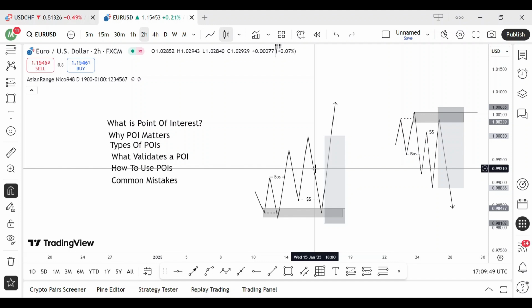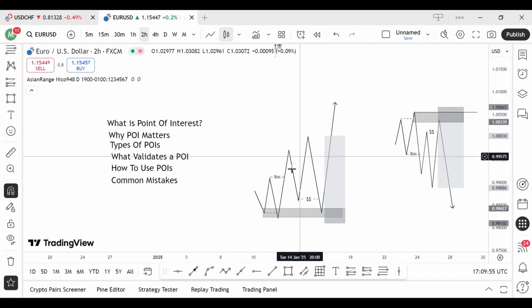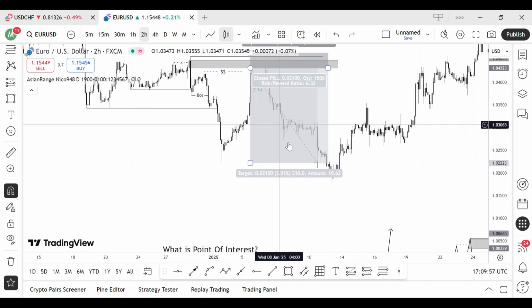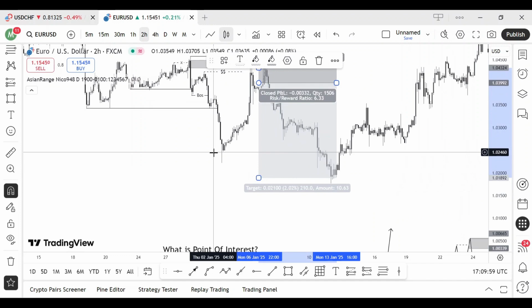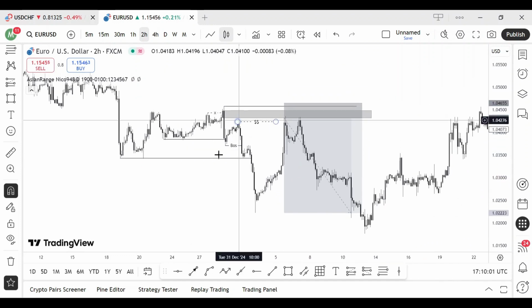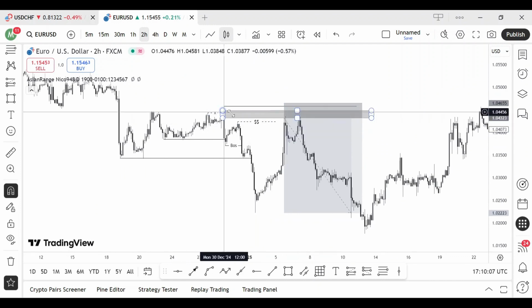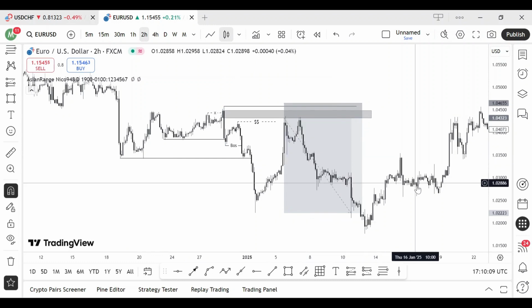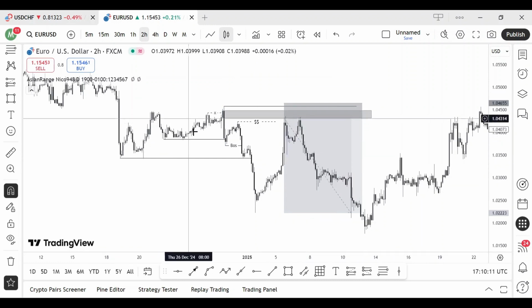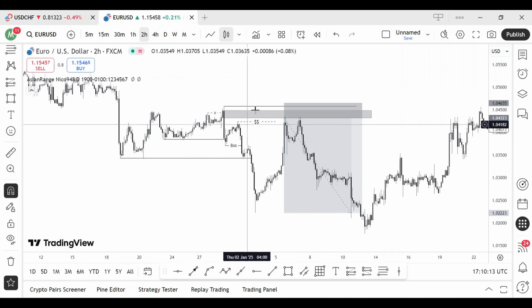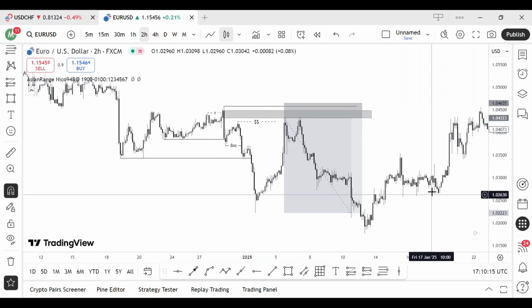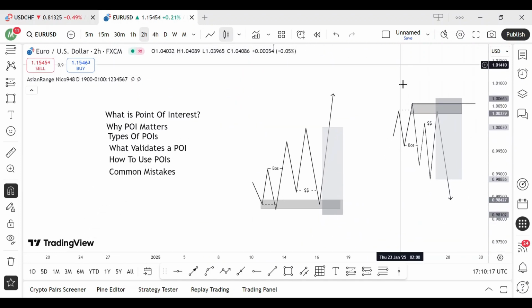Number four, cluttering the chart with too many levels, marking out too many levels. You can see we only picked out few levels here, even with the example that we saw here. We didn't have a lot of markings. We only marked out our sweep of liquidity, our structure, our inducement, our POI, and our break of structure. That was it. Just following basic market structure and following the confluences that align with our entry model.